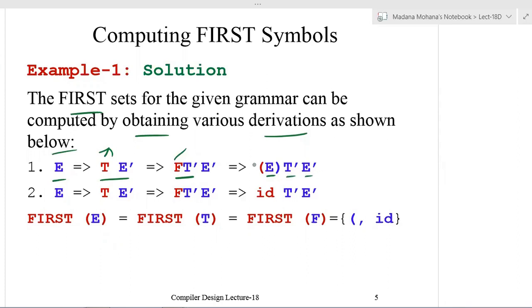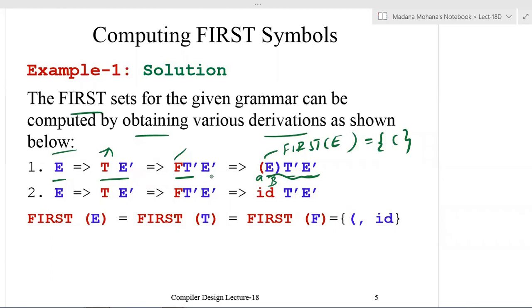Then E' remains the same. Now here you can see it is in the form of a beta. The entire part after the left parenthesis is beta. Now here small a is the left parenthesis, so this is the first of E, one value. First of E equal to left parenthesis.